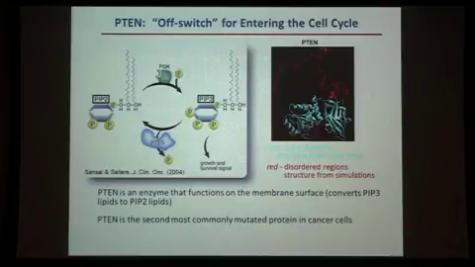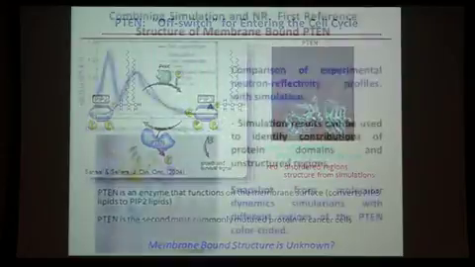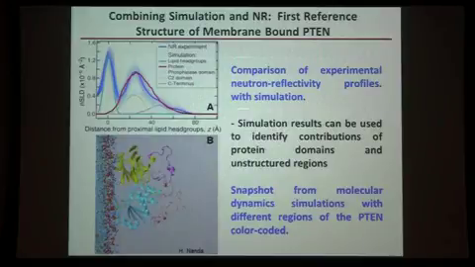So the question is, this as a membrane-associated protein, how does the structure change in the presence of the bilayer? And again, this protein has a lot of implications biologically for cancer, but the membrane-bound structure was not known. So what Hirsch's group did was basically, again, use reflectometry measurements together with simulations to look at the scattering profiles above the surface of the head groups of the membrane.